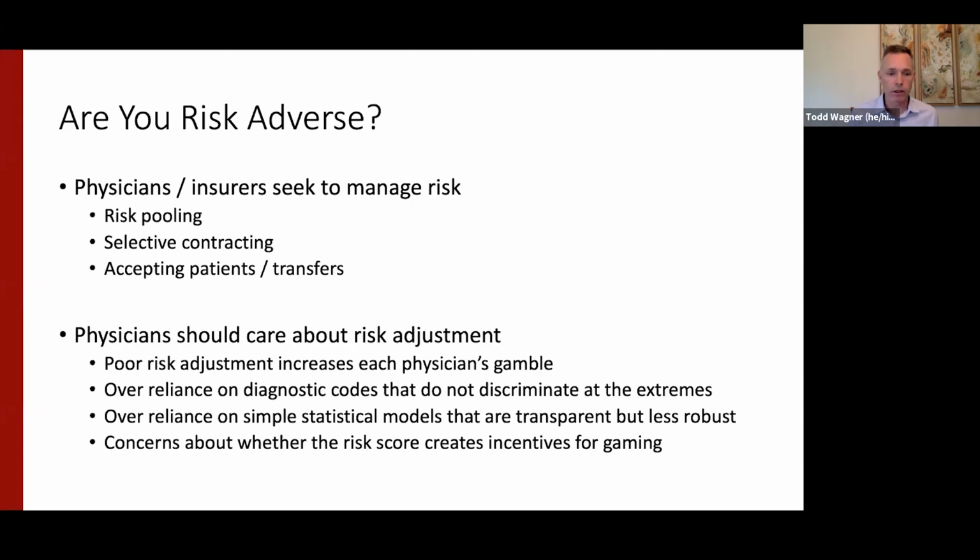Each time we think about risk adjustment, we should think about the gamble implicit in getting that $190,000 underpayment or overpayment. So investing in risk adjustment is in part important for us to think about how we reduce our gamble. We should think about, are we over-relying on diagnostic codes? I'll show you some research that we've been doing on pharmacy data. You can use other data to get a better sense of what's happening at the extremes. I would say there's been an over-reliance on very simple statistical models that are transparent but less robust. So we should think about more sophisticated statistical models.